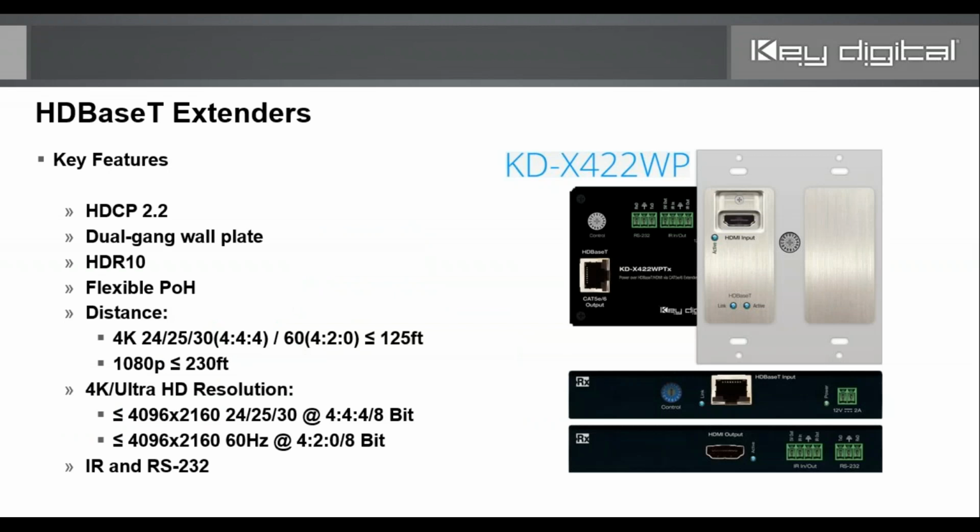From there, we have KDX422WP. This is another dual gang wall plate, but strictly HDMI. No VGA on this. And this is very nice for conference rooms as well. Any modern classroom, conference room, presentation space where we know that the user's coming in with modern laptop equipment, not having to accommodate legacy VGA laptops.